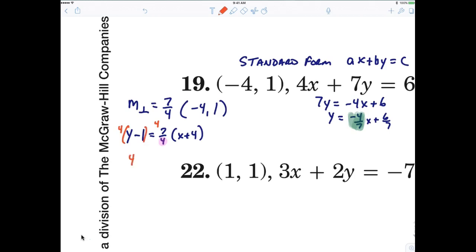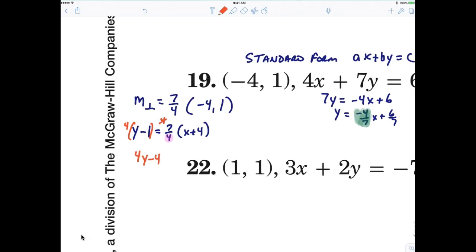So I'm going to multiply this side of the equation by 4. I distribute, so that gives me 4y minus 4. But on this side, look what happens. These 4's cancel, and now you have to distribute the 7. So that becomes 7x plus 28. Now listen, I need you to really concentrate on that. That's not an easy step, but those of you who are good with fractions, you understand. I'm just getting rid of the fraction by multiplying both sides by 4, and then I'm distributing the 7.